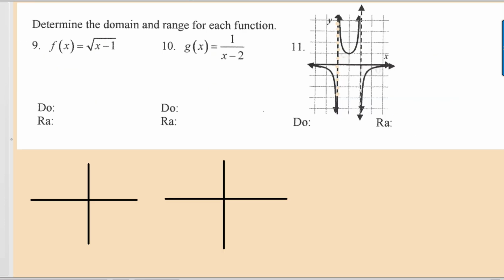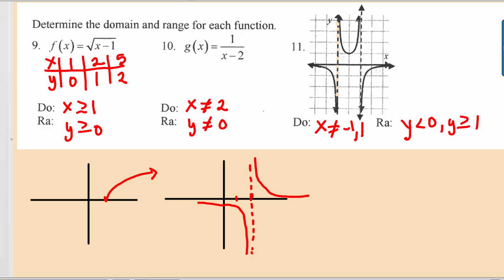Let's determine the domain and range for each function. Stop the screencast and see what you can do. And here are the answers. Number 9, I graphed it for you. This is the root function. It's being translated over 1 unit. A lot of times it's a good idea to draw a t-chart. And our domain looks like this.